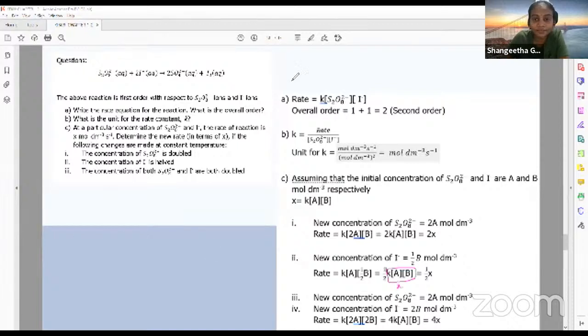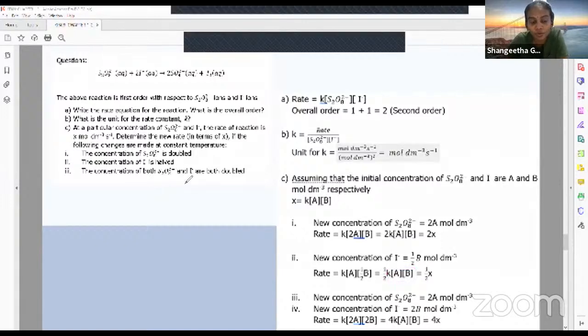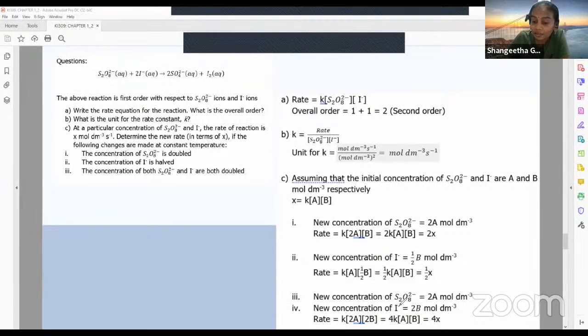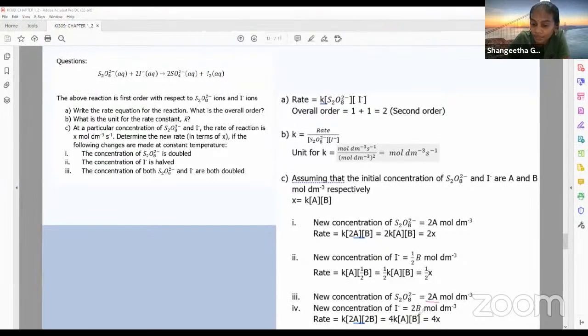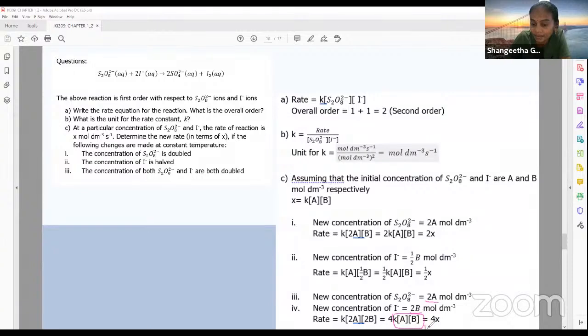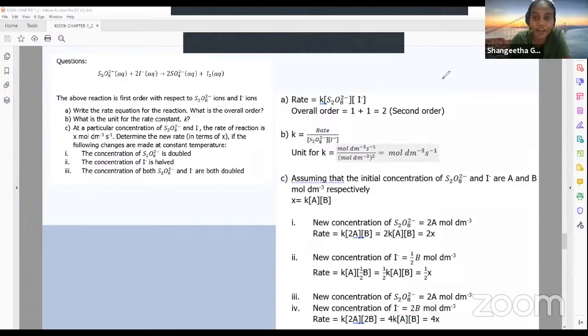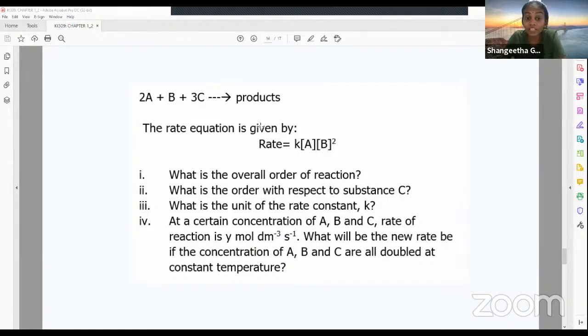So the last one, the concentration of both S2O8 2- and I- are both double. So the new concentration is 2A and 2B. When you write that, you have 4, again KAB, this becomes X, so it becomes 4X. I think that is very simple for everyone to understand. So we can try question number on page 14.